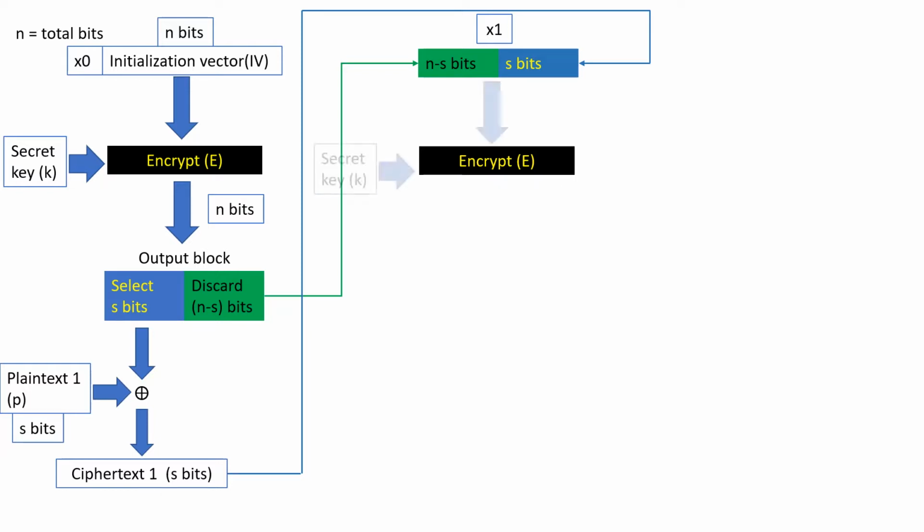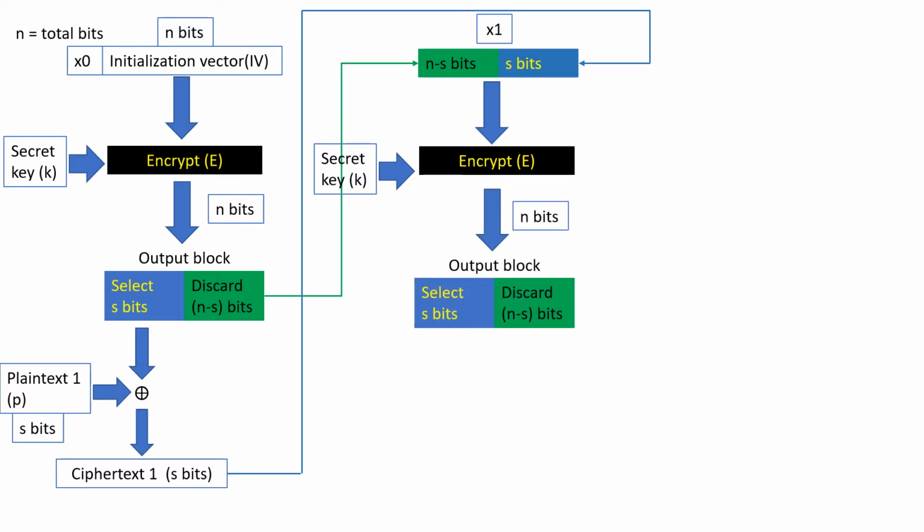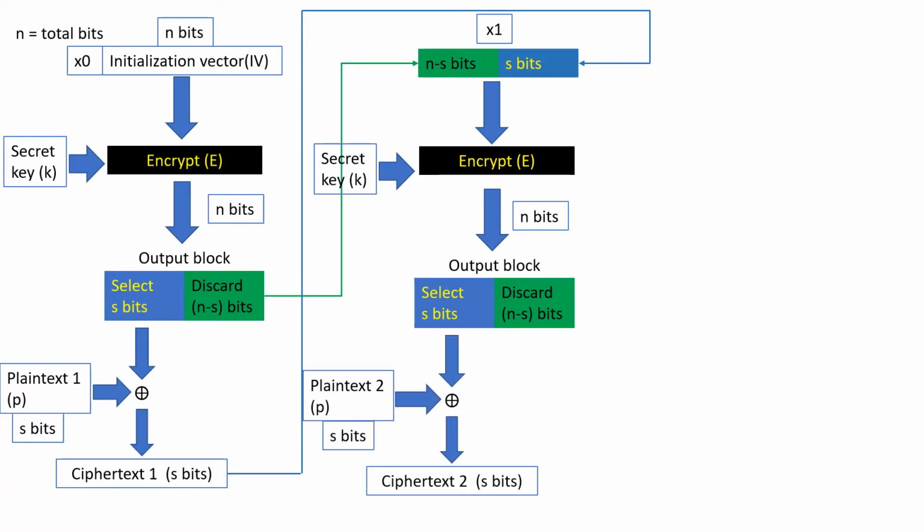We encrypt the new X value with the secret key again, and we will get the output block. The output block will then be divided into two. We will take the first half of the output block to XOR with the plaintext, and this keeps going on until all the plaintext is encrypted.